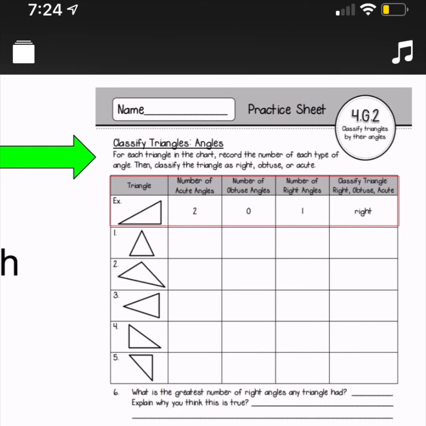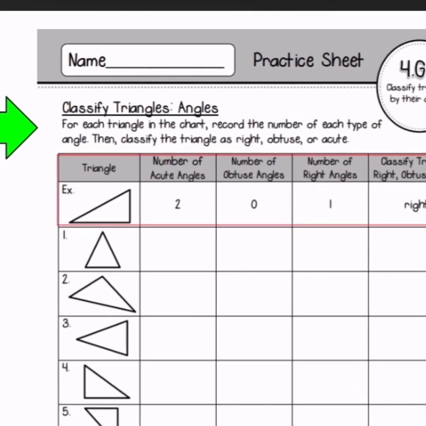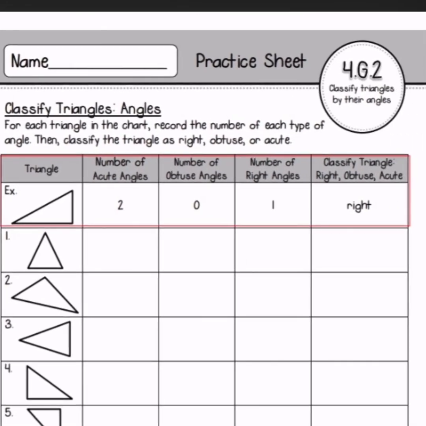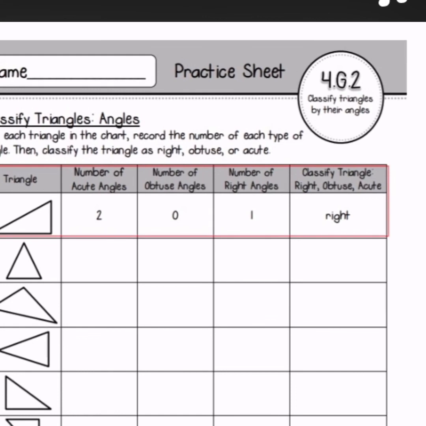If I look at number 1, what size do you think all 3 of those angles are? Hint, starts with an A. Those are 3 acute angles. So when it says number of acute angles, you're going to write 3. Number of obtuse angles, 0. Number of right angles, 0. So that means it's an acute triangle.